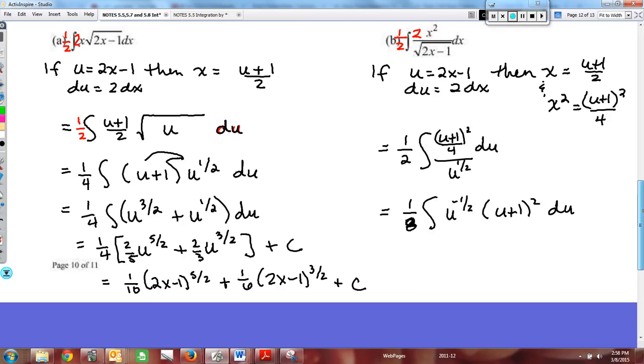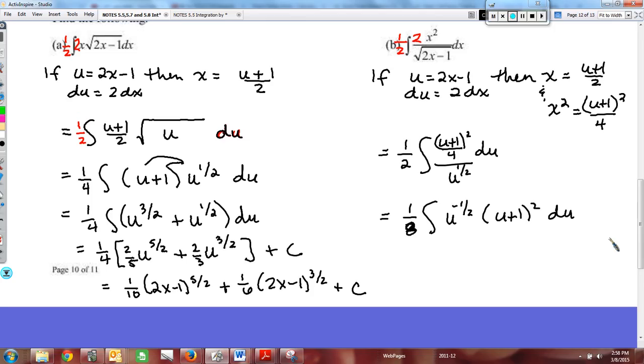Now, take a look at that. Why is that something that I can integrate? It's not actually going to be another substitution. I can multiply this out. I can distribute the u to the negative 1/2 through, and I'm going to end up with a power rule integration. So let's go ahead and do this.